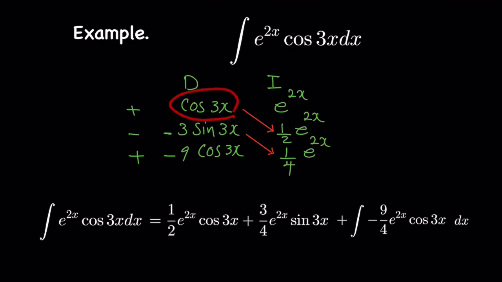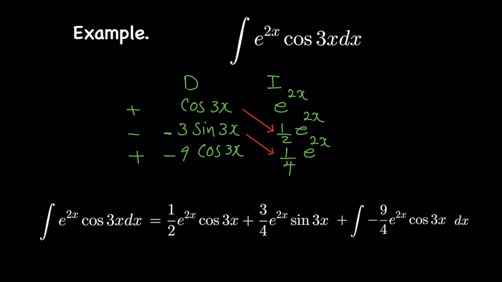Derivative of cosine is minus sine. So derivative of cosine 3x is going to be minus sine 3x. But because of the chain rule, you need to multiply by the derivative of 3x, which is 3. So derivative of cosine 3x is going to be minus 3 sine 3x.